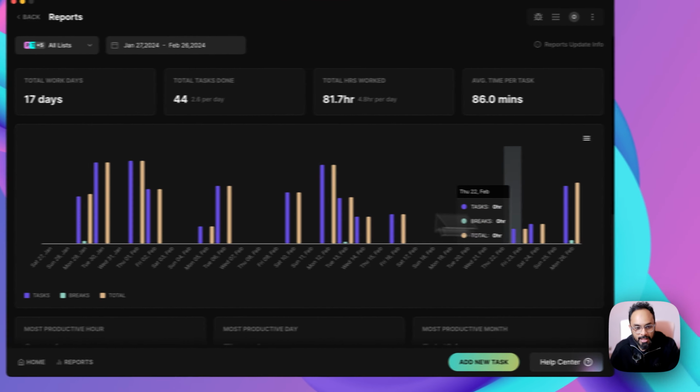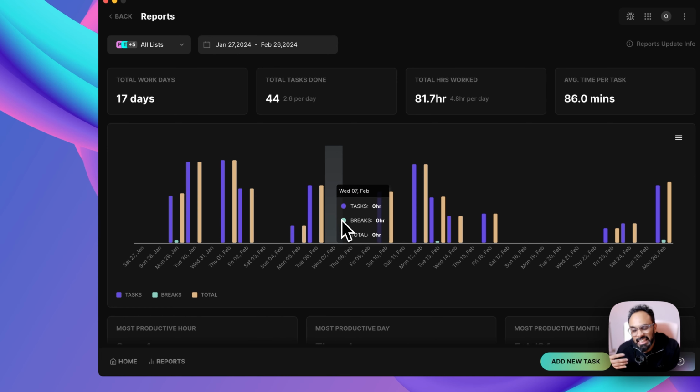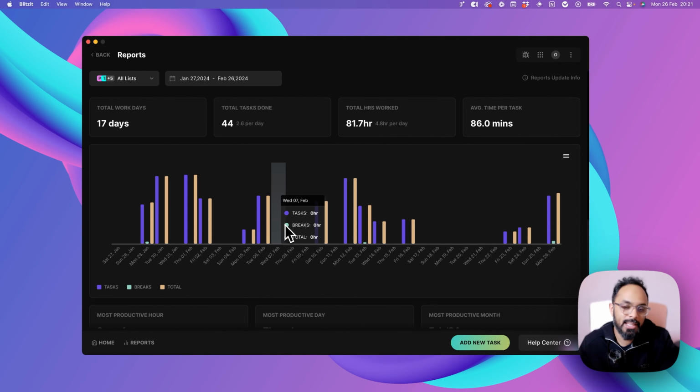And you can mirror that across the daily sessions graph. As you can see, in these 30 days, there should be 17 days that I actually did work. And the days that are empty, which show 0 total hours worked, will be days that I didn't actually pull up Blitzit or make any tasks live.